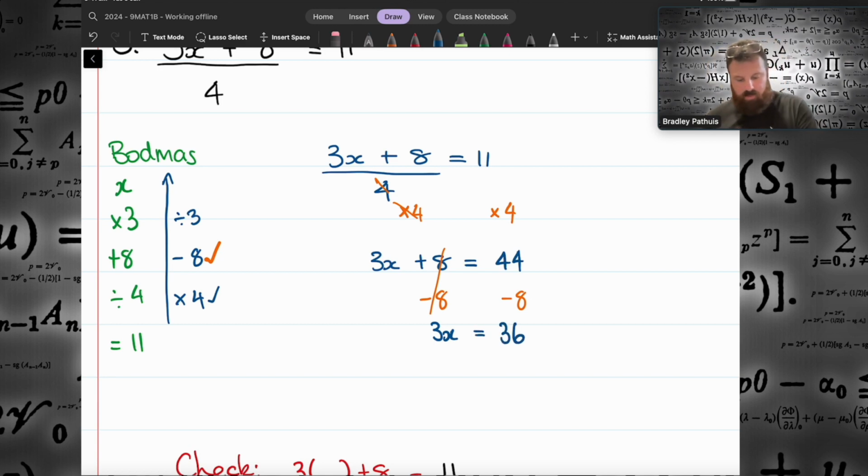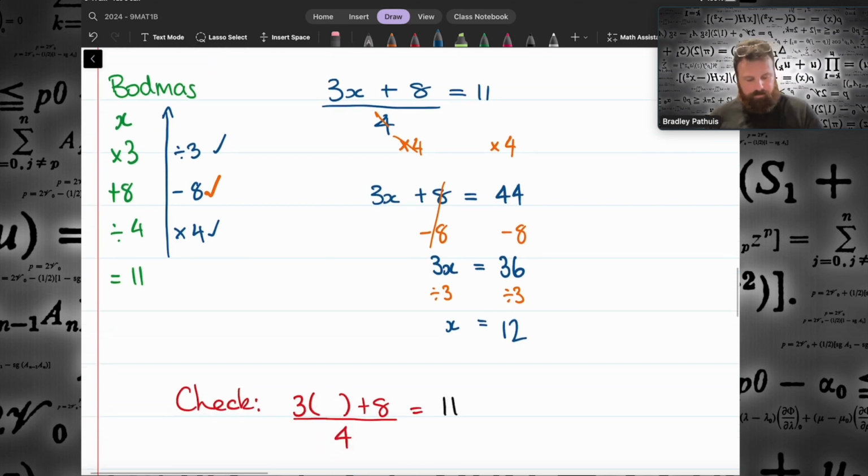All right, the take away 8 is done. The last step now is to divide both sides by 3. 36 divided by 3 is 12. So I've now come to this idea: I've done each step in reverse. I times by 4, I took away 8, I divided by 3. That's the reverse order, and I've got to this result that I think x is the value 12.